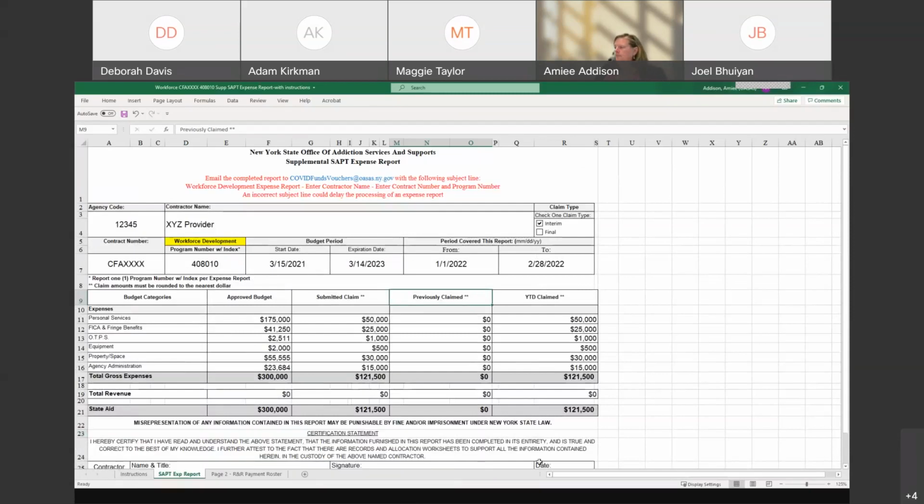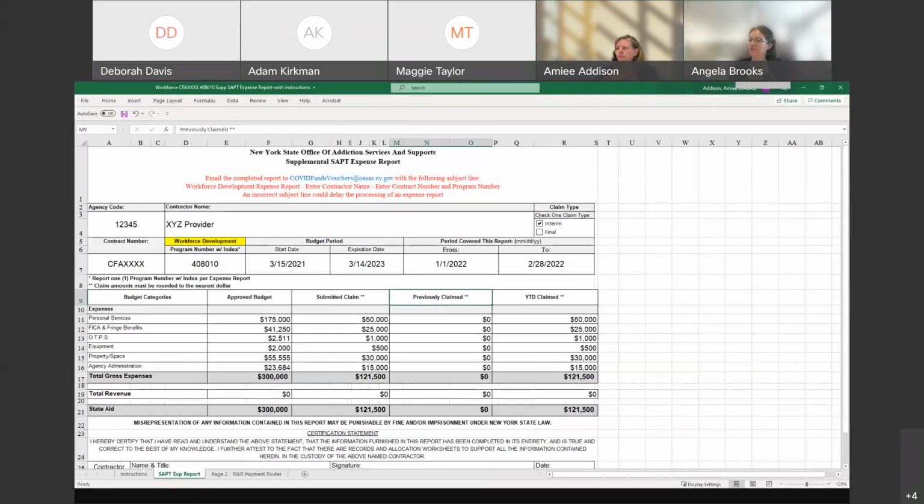So is this the point of question and answer time, Amy? Yes, I would think so. Okay. So Amy, we've had a few questions. One of them was, how should they be receiving their expense report, via email, which I believe you just covered. And we have a second question: do we need to send payroll registers for backup of personal services? No, but they need to be maintained by the contractor provider.